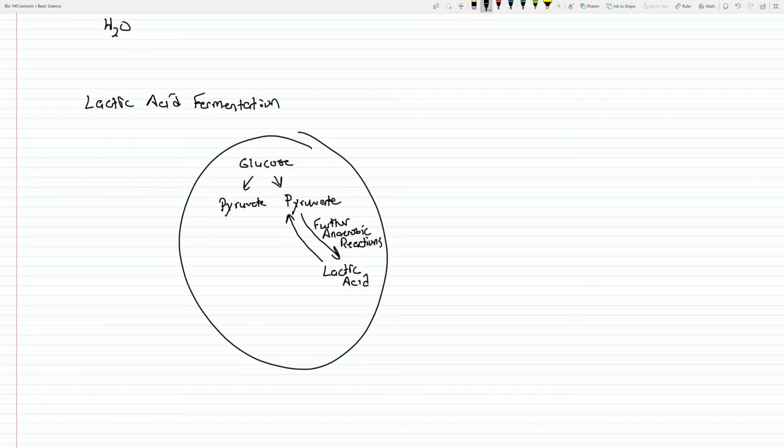So that's cellular respiration. Next we're going to talk about the nucleus, and we're going to talk about DNA synthesis and protein synthesis.